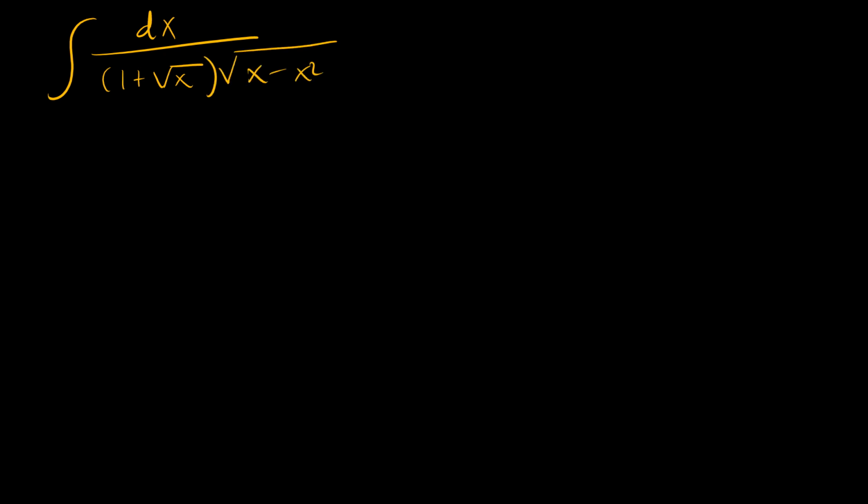So our problem as we introduced it is the indefinite integral of 1 over 1 plus the square root of x, times the square root of x minus x squared. And how I would feel inclined to rearrange things is I would keep this part as it is and then pull that part out and be left with 1 minus x under the square root, the second square root sign.